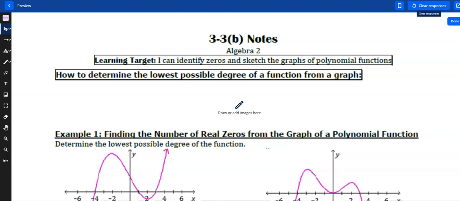Well, you need to be able to identify zeros, those are the x-intercepts, and be able to sketch graphs of polynomials. How to determine the lowest degree of a function from a graph. Well, let me type this out.